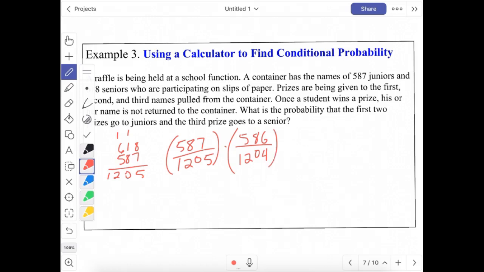There's your second junior. Notice we lost one number in the juniors, and we lost one in the total. Then the last one, we have all of our seniors left, so 618 out of 1203.